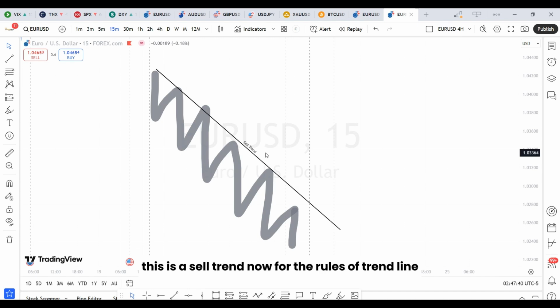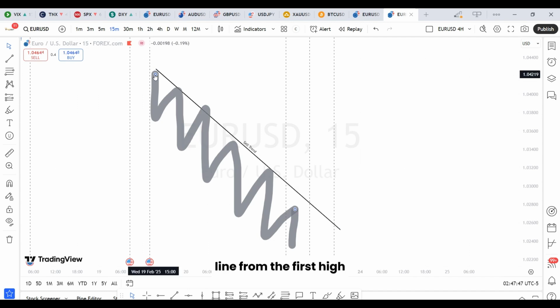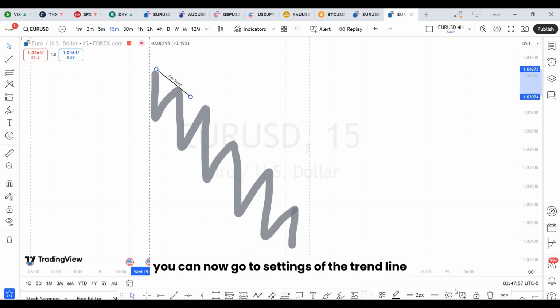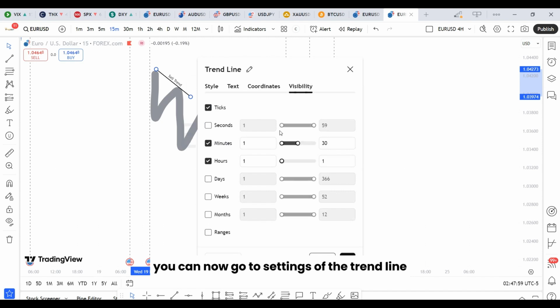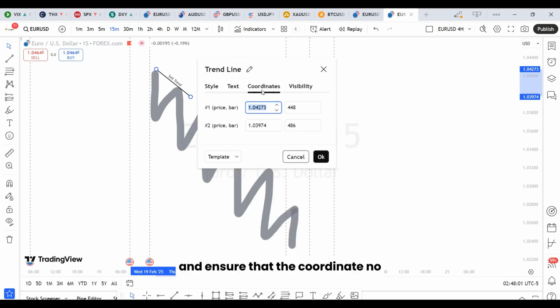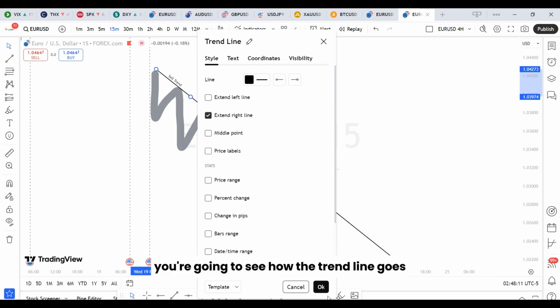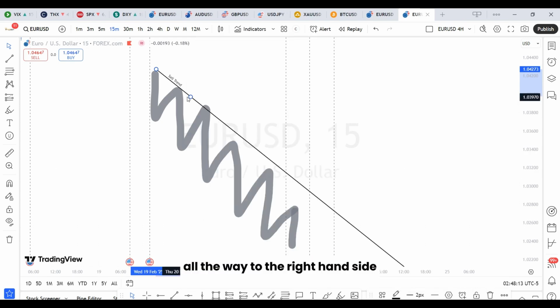Now, for the rules of the trend line, the number one rule is that you want to start your trend line from the first high down to the second high. So once you're drawing your trend line, once you've gotten the first and the second high, you can go to the settings of the trend line and ensure that the style is extended to the right hand side. So once I extend this trend line to the right hand side, you are going to see how the trend line goes all the way to the right.